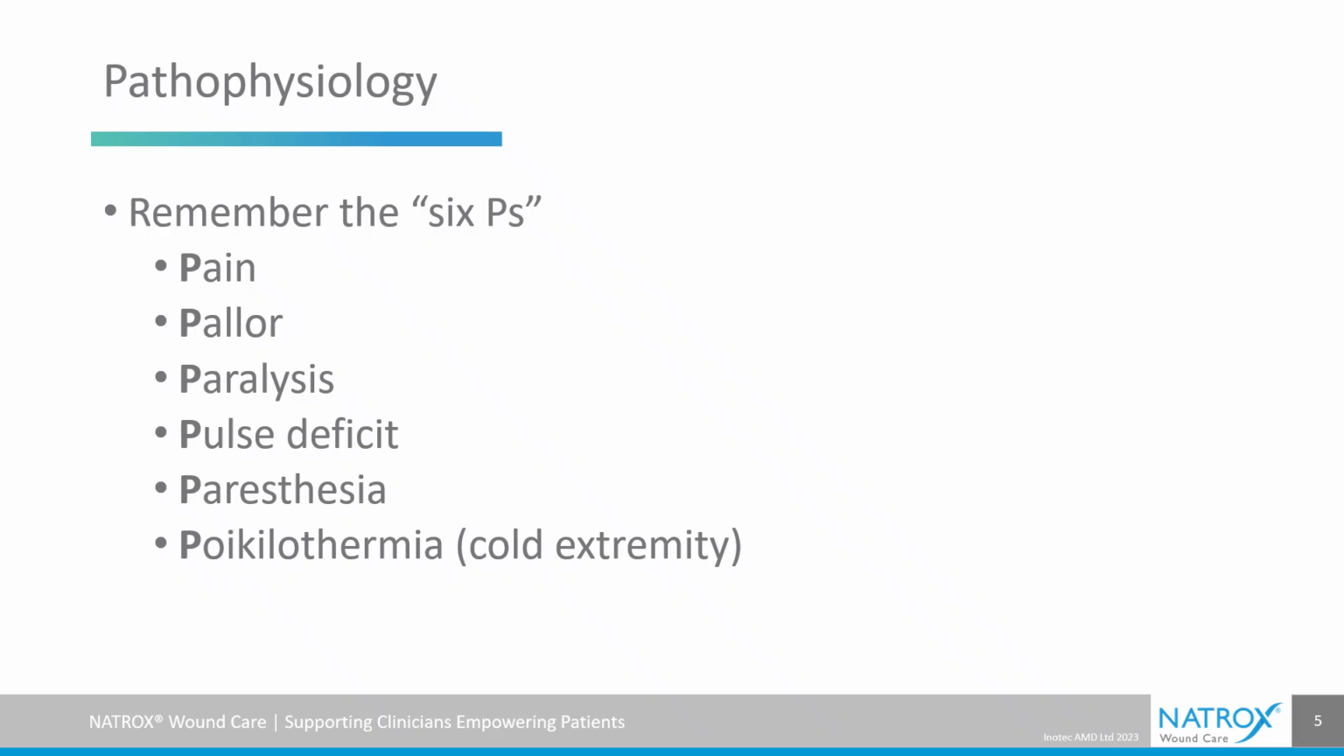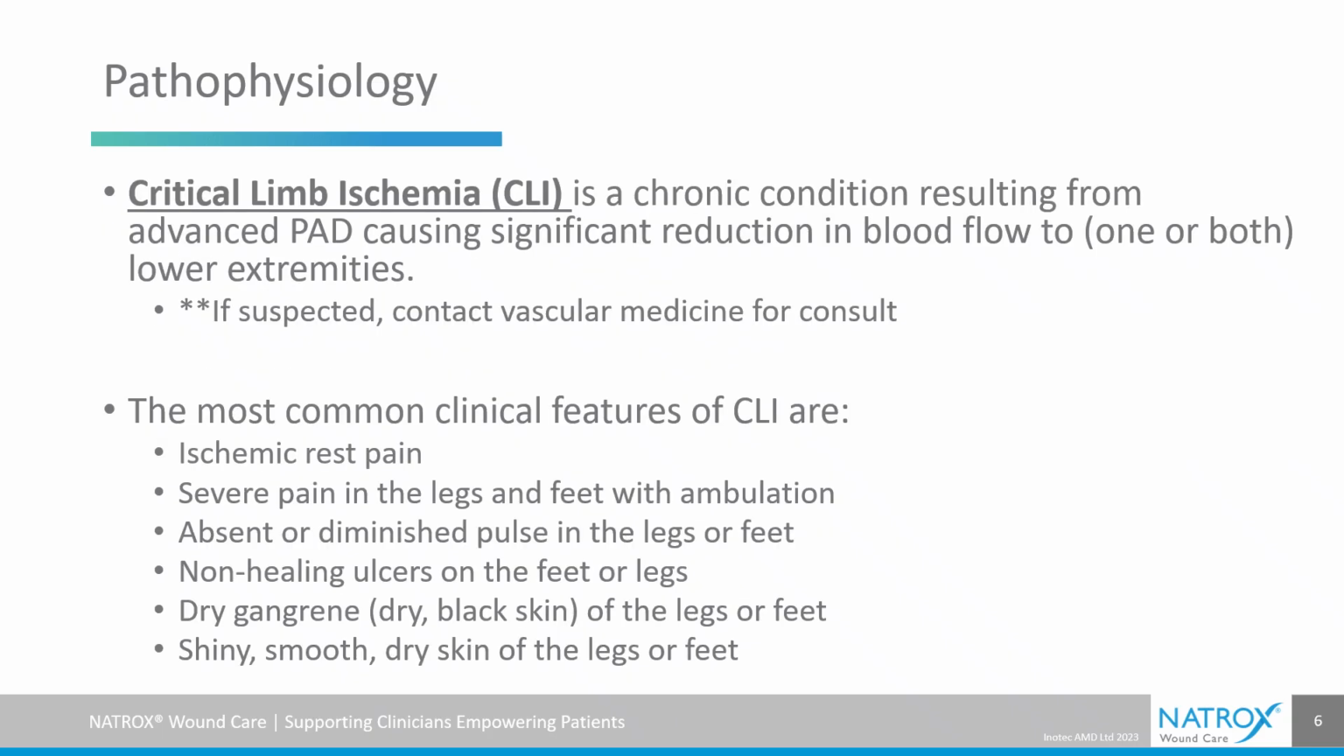Always remember the 6 Ps: pain, pallor, paralysis, pulse deficit, paresthesia, and poikilothermia. Critical limb ischemia, otherwise known as CLI, is a chronic condition resulting from advanced PAD, causing significant reduction in blood flow to one or both of the lower extremities. If suspected, contact vascular medicine for a consult urgently.